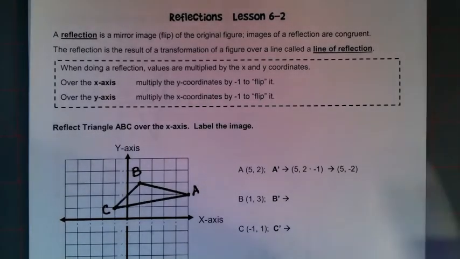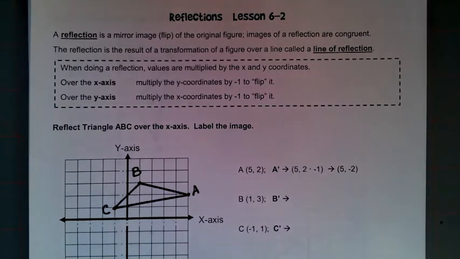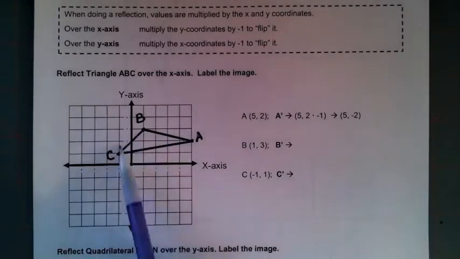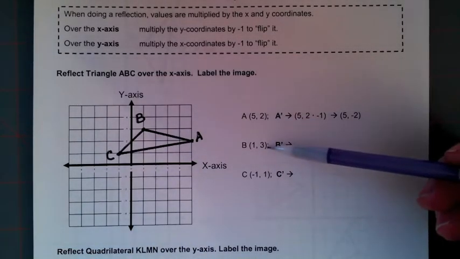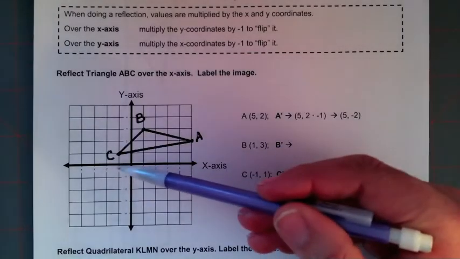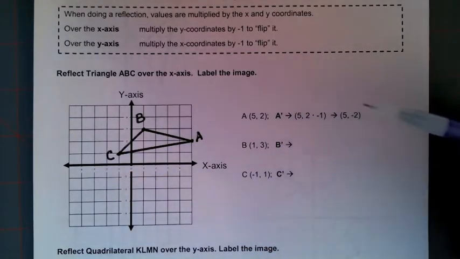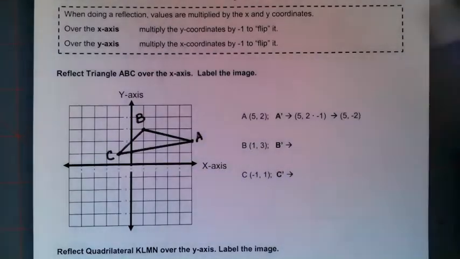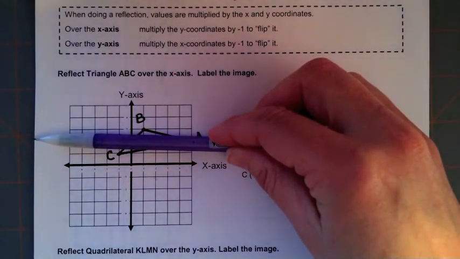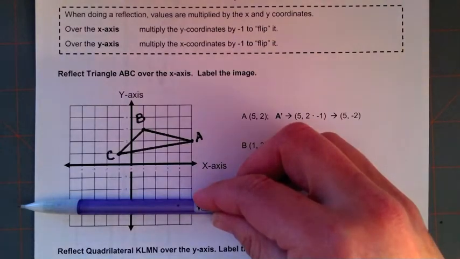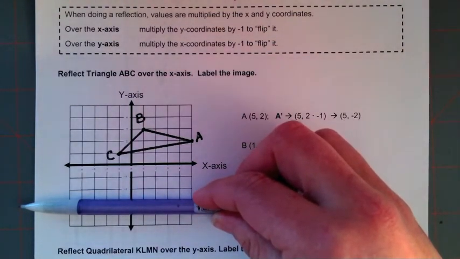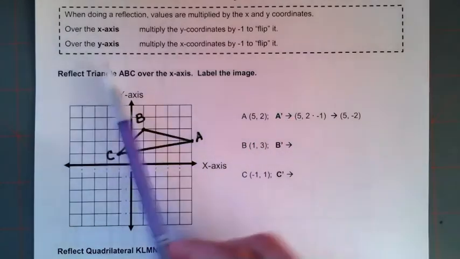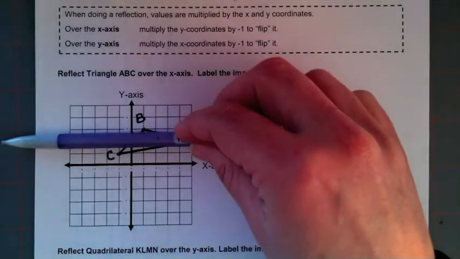If we're trying to reflect triangle ABC over the x-axis, notice we have our original triangle, ABC. Its ordered pairs are A is 5, 2, B is over 1, up 3, and C is left 1, up 1. And so when we want to reflect this over the x-axis, this triangle is going to be reflected down here into the third and fourth quadrants. Well, that's going to change the vertical shift of the triangle. It's not going to have any horizontal shift left and right, but it is going to have vertical movement.